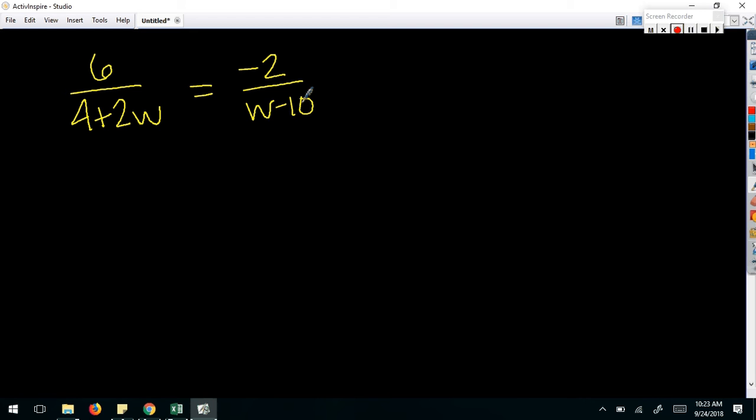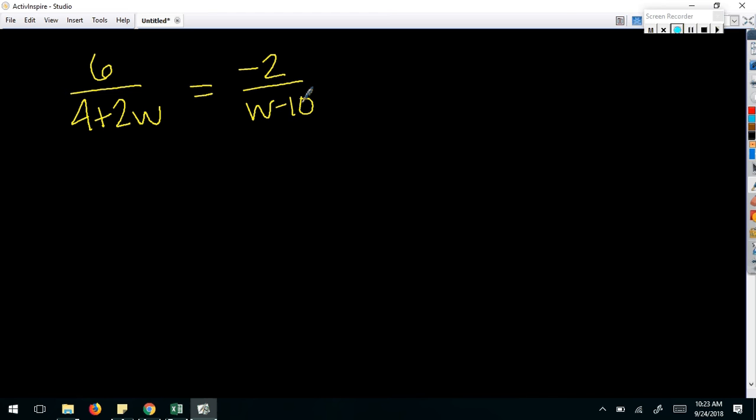All right. I have a proportion. I have two ratios equal to each other that I need to solve for w. So my first step is what? Cross multiply. Always cross multiply.